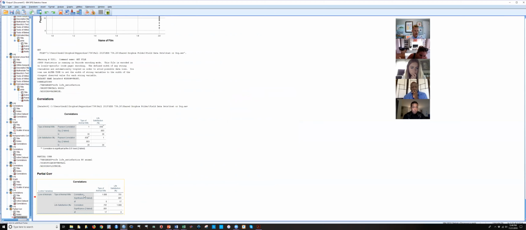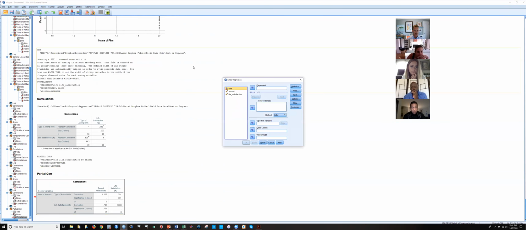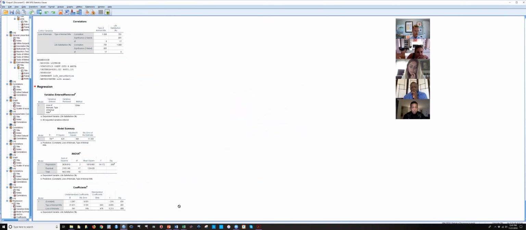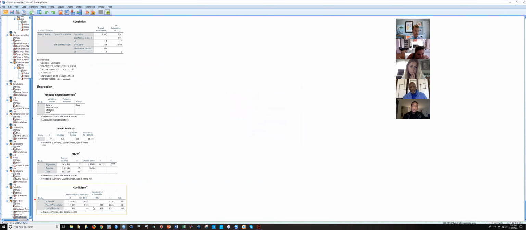And this right here, what we just did, this partial correlation, is no different from regression. So we could have gone to regression, linear, and we could say, I want to predict your life satisfaction from whether or not you're married to a goat or a dog and your animal liking. You hit OK, and you can see here that what I get is essentially the same thing as my correlation coefficient, right? So that's what links us to regression really quick there.